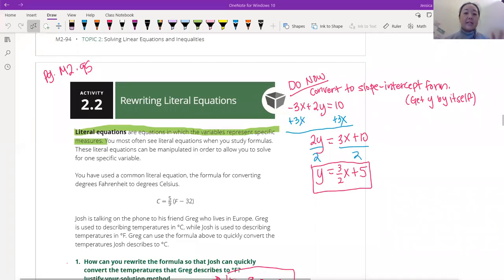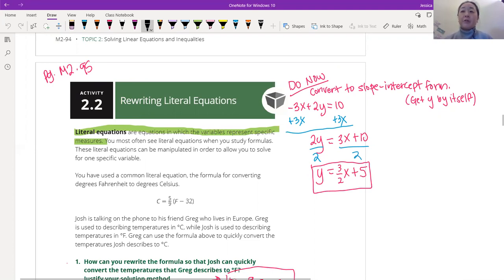Hi everyone. So this is day 2 of solving literal equations, lesson 2, and we are on page M295. Let's use this color here. So this is our do now. This do now was technically not in your book, so we kind of just did it on this margin area.